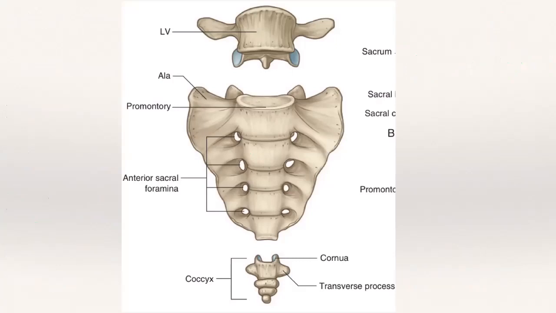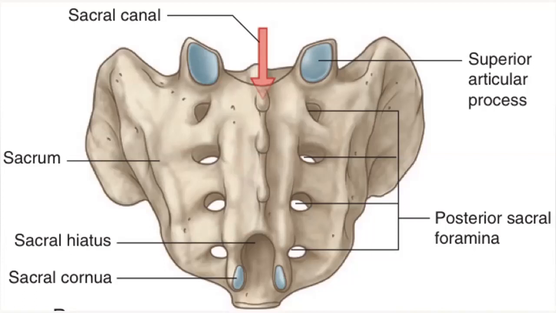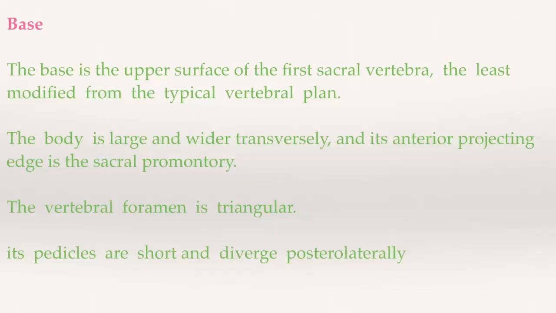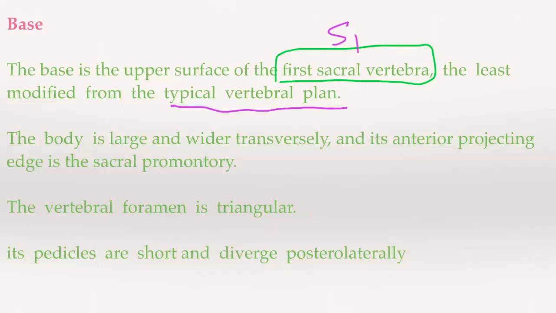So you see, this is the lumbar vertebra, and the coccyx. It's articulating with the apex and it is articulating with the base, right? And this is the dorsal surface. So here is the sacral canal. Okay, here it is, the sacral canal. Okay, coming to the base. The base is the upper surface of the first sacral vertebra. That means S1, right? The least modified from the typical vertebral plan.